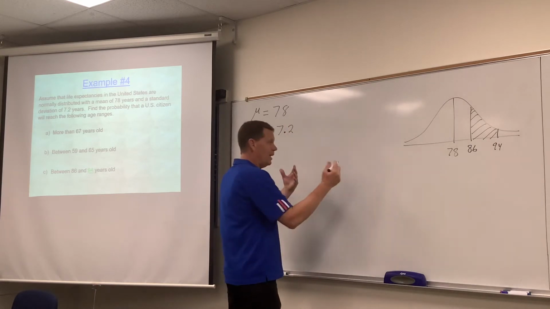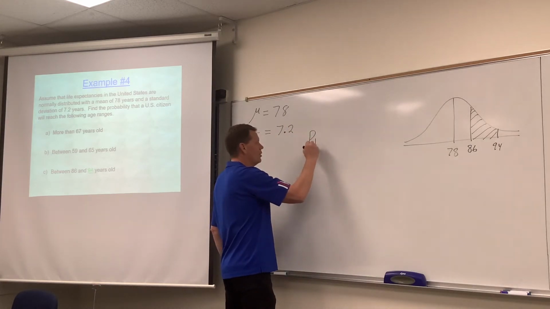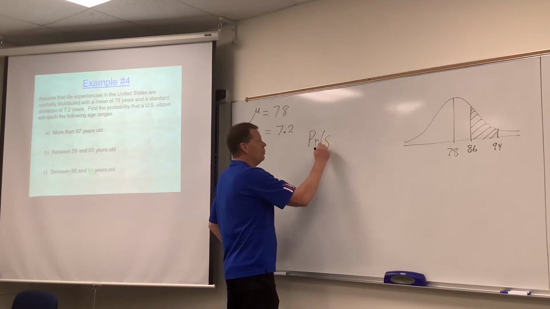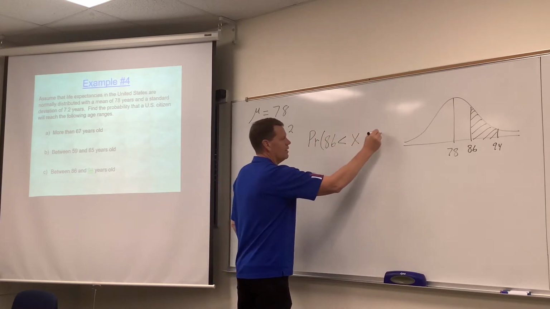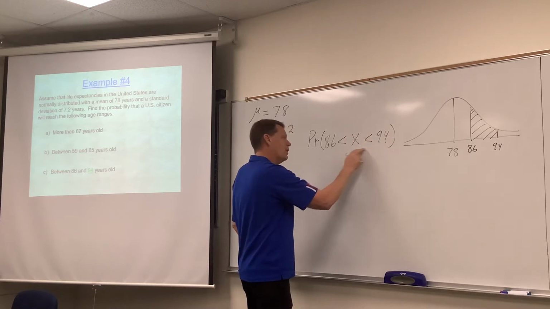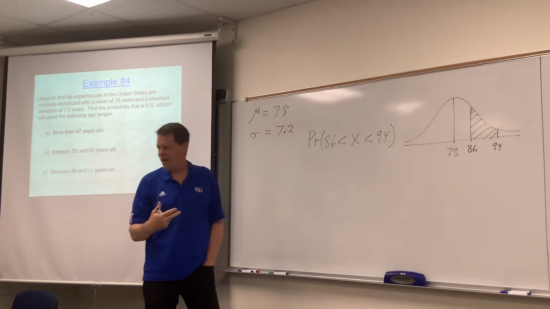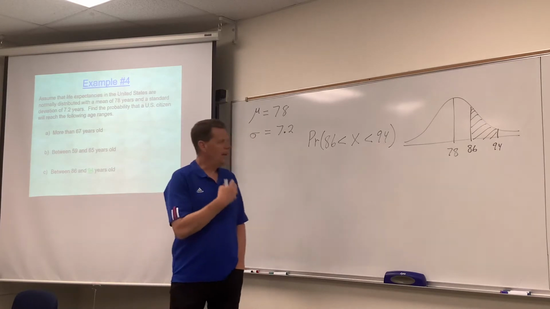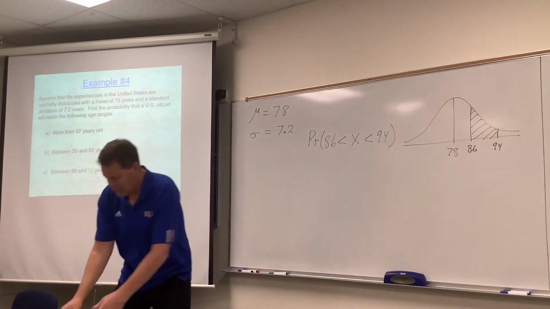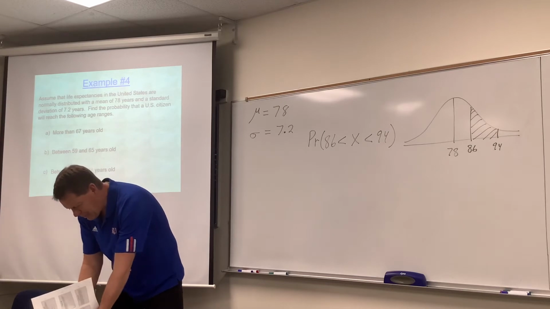Probabilities relate to areas when it comes to the bell curve. And so again, we'll put the 86, which is less than X, which in turn is less than 94. It's important to label the fact that the variable at this time is X. It's just a random variable, in this case representing age, life expectancy of a person.